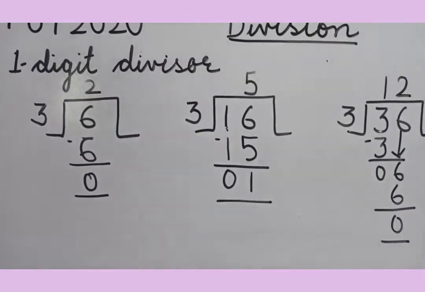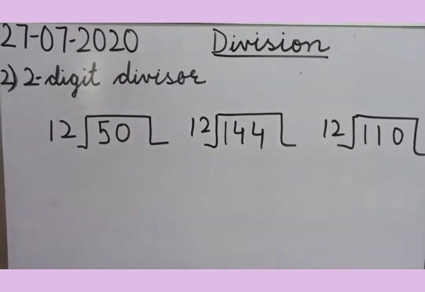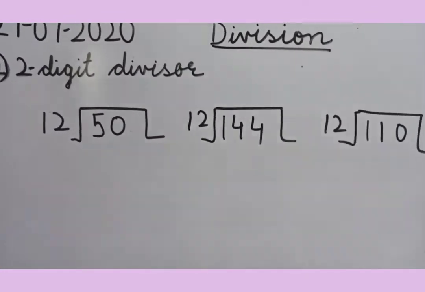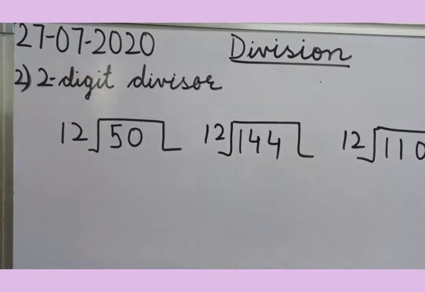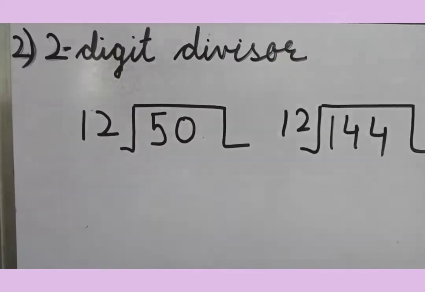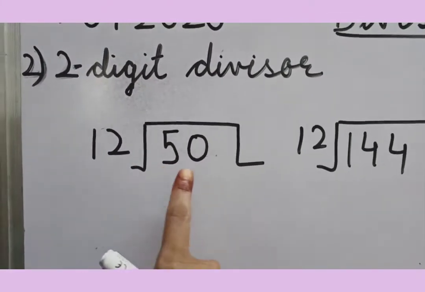Now let's see a few more examples. So now you can see 2 digit divisor. There are again 3 questions and the same divisor. Now let's see the answer of the first question when we are dividing 50 by 12. We have to see 12's table, and in 12's table 50 doesn't come.